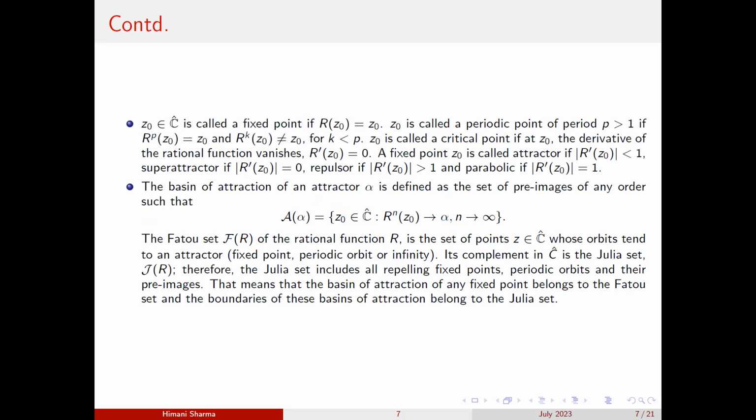And further, the fixed point is called an attractor if |R'(z0)| is less than 1. If it is equal to 1, then it will be parabolic. If it is greater than 1, then the fixed point will be a repulsor, and a super attractor in case of 0. The basin of attraction of an attractor alpha is defined to be the set of pre-images of any order such that n approaches infinity.